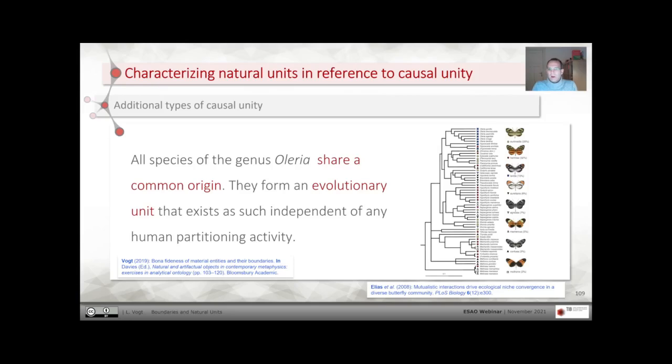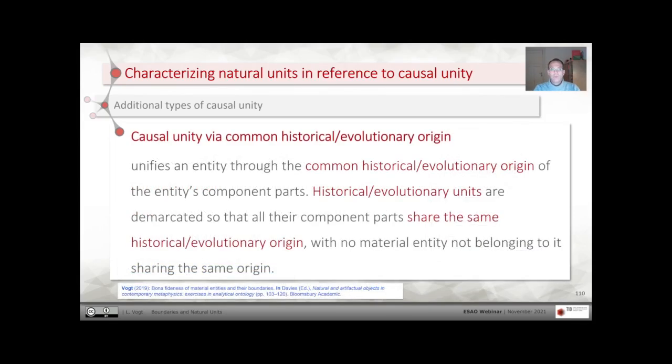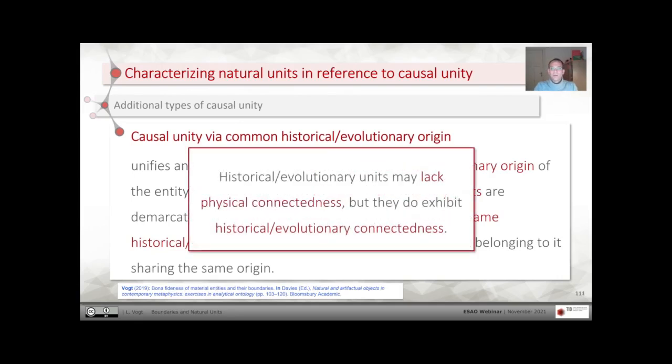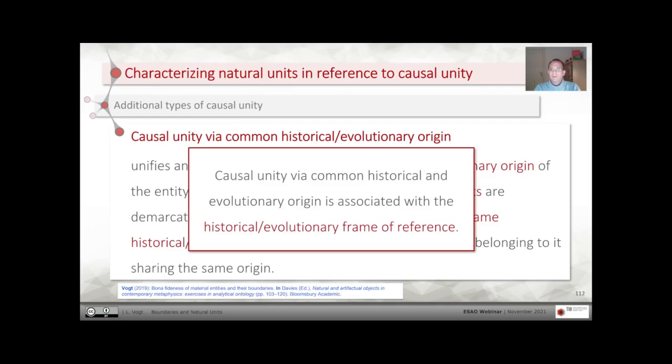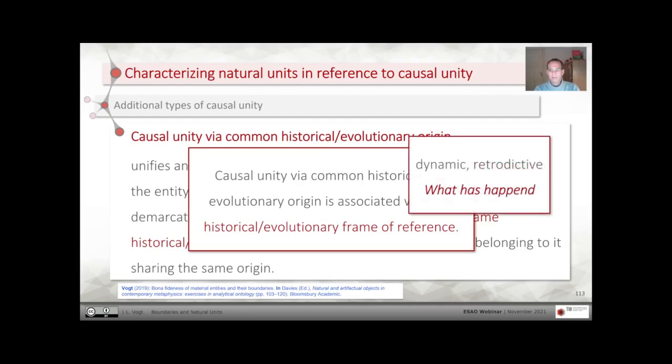But that's not all. There is another type of unity. So for instance, all species of the genus Olaria share a common origin, at least based on this hypothesis of their evolutionary history. And they form an evolutionary unit that exists independent of any human partitioning activity. So we suggested another type of causal unity via common historical or evolutionary origin. That unifies an entity through the common origin of the entity's components. And historical evolutionary units may lack physical connectedness, but they do exhibit historical or evolutionary connectedness. And causal unity via common historical and evolutionary origin is then associated with a historical or evolutionary frame of reference that's dynamic, it's retrodictive, and it's about what has happened.